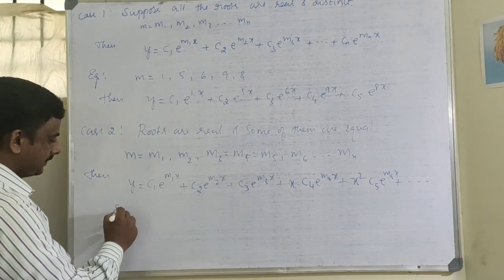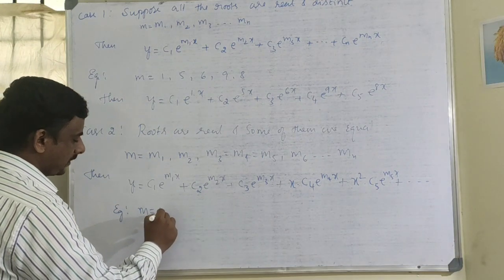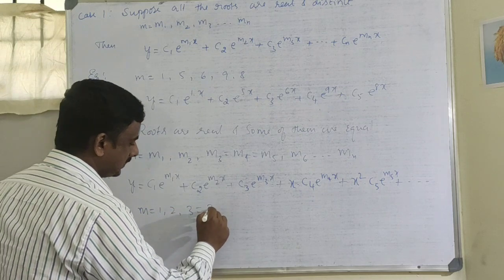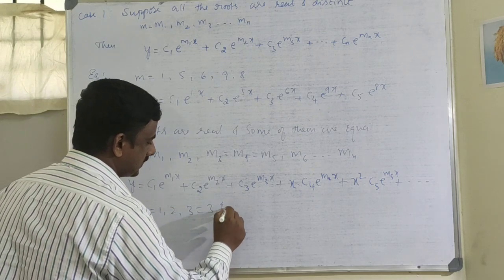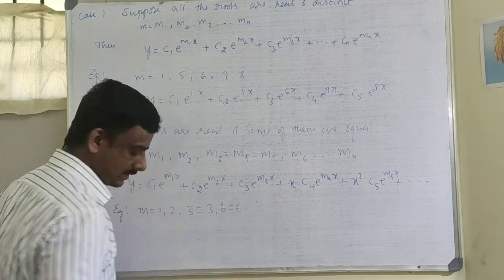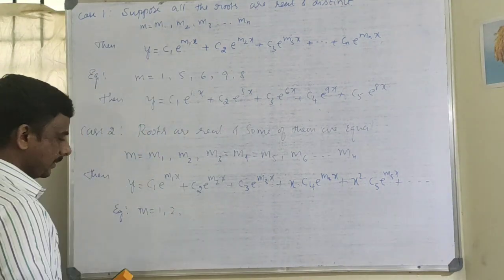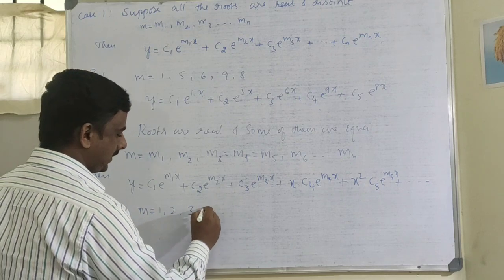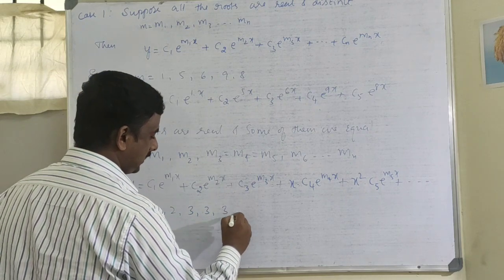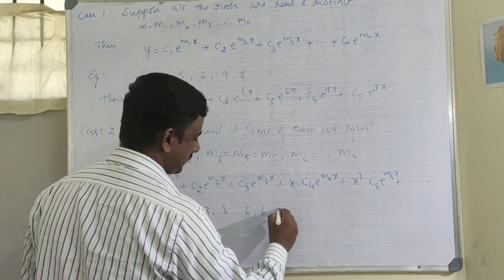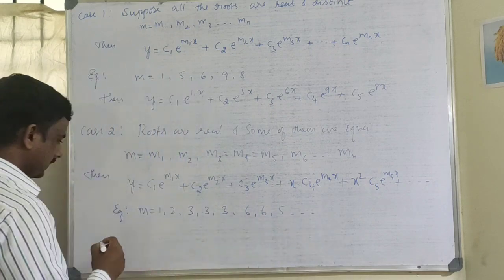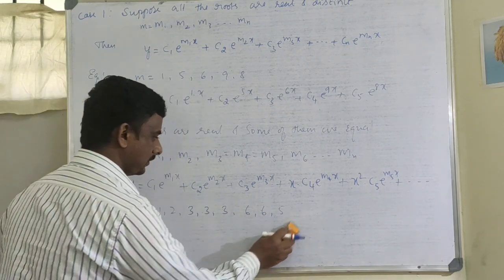For example, suppose m equal to 1, 2, 3, 3, 3, 6, 6 and so on. In that case, we will stop here.